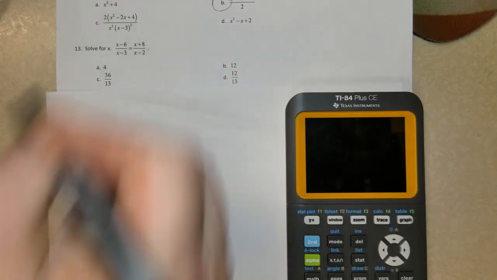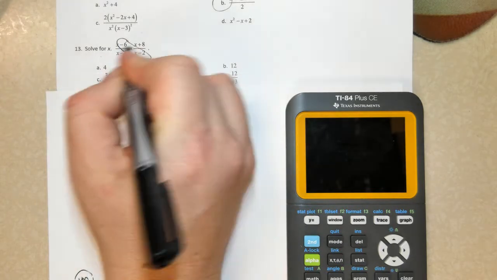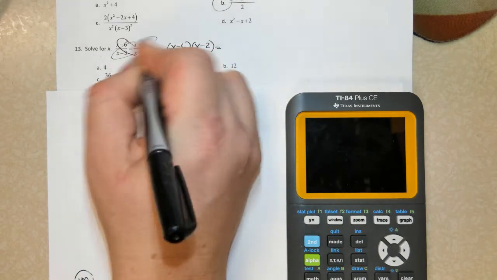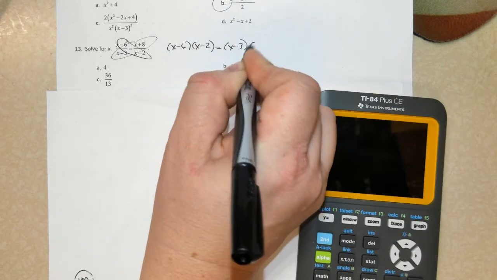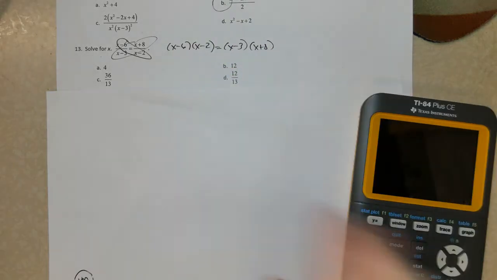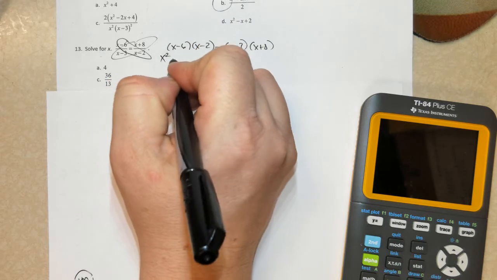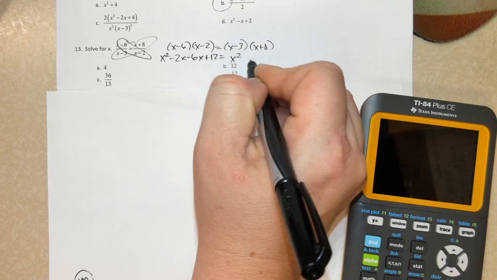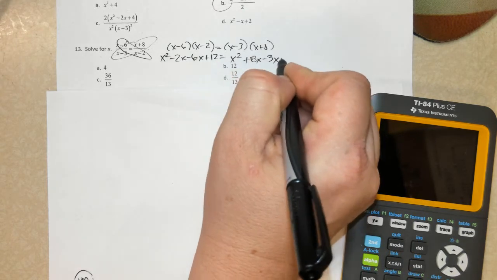In this one, a way to solve is to cross multiply. So I have x minus 6 times x minus 2 equals x minus 3 times x plus 8. I'm going to FOIL both out. x squared minus 2x minus 6x plus 12. x squared plus 8x minus 3x minus 24.